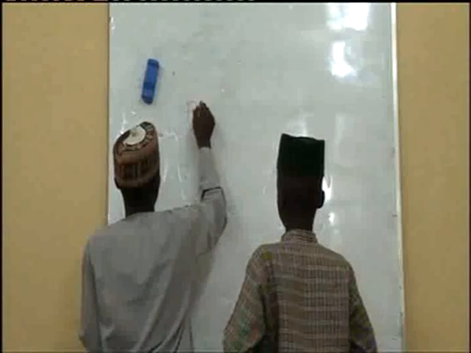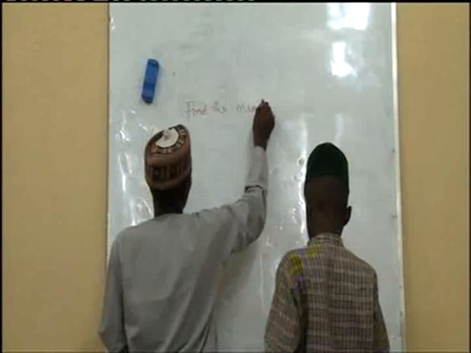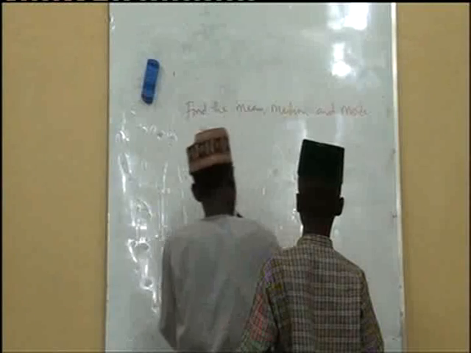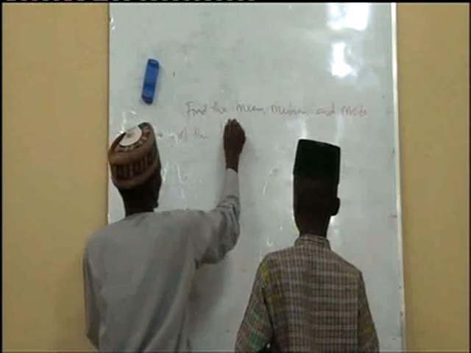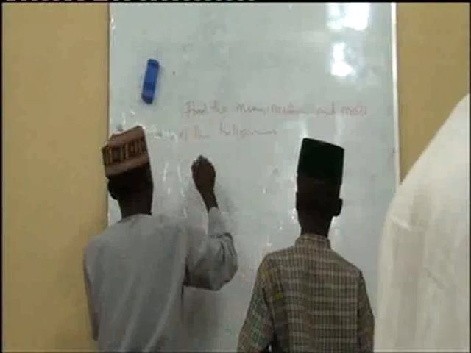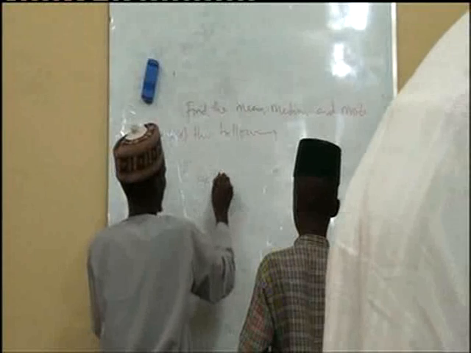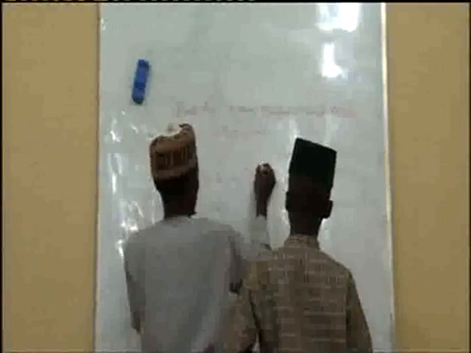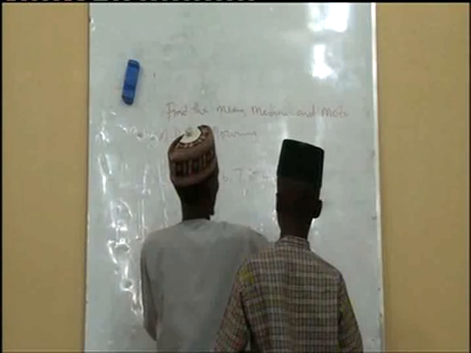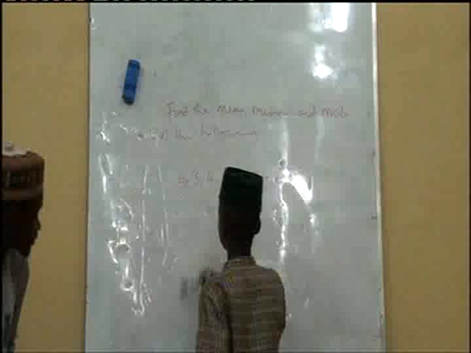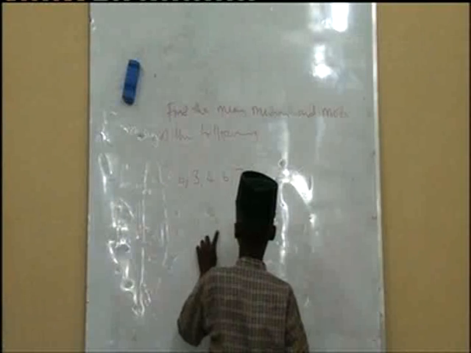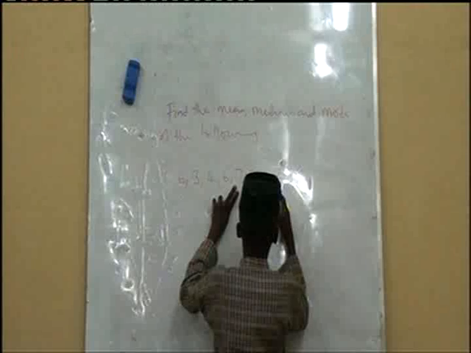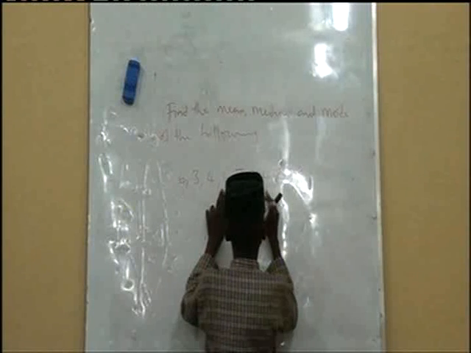Question. Ask him to find the mean, the median, and mode of the following set of numbers. He's asked to find the mean, the median, and the mode of the following set of data. The data include 6, 3, 4, 6, 7, 8, 4, 8, 5, 9. The question given is on simple statistics for the representative to determine mean, median, and mode of a given data.